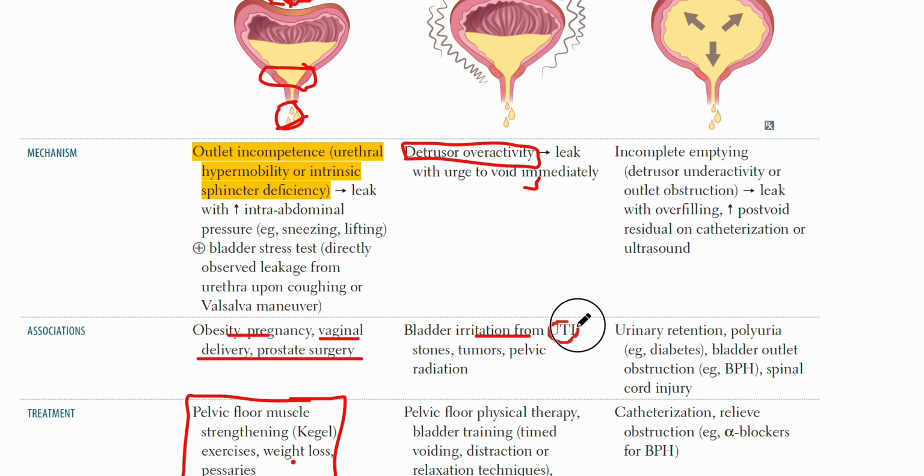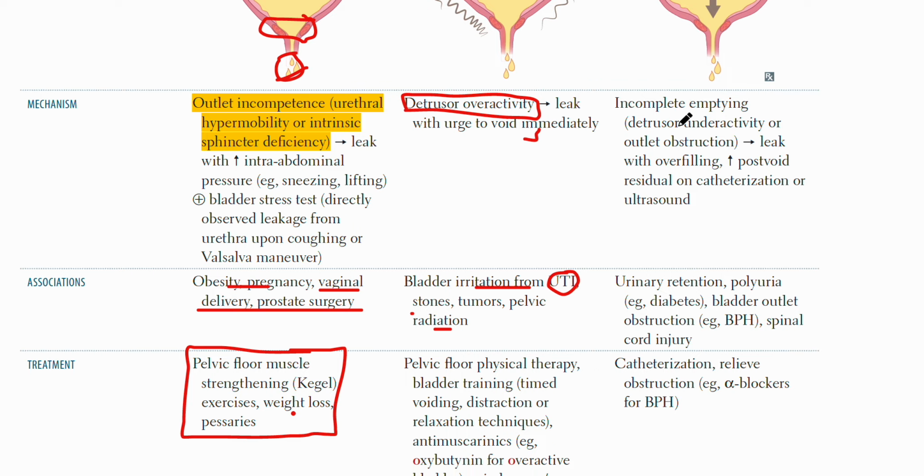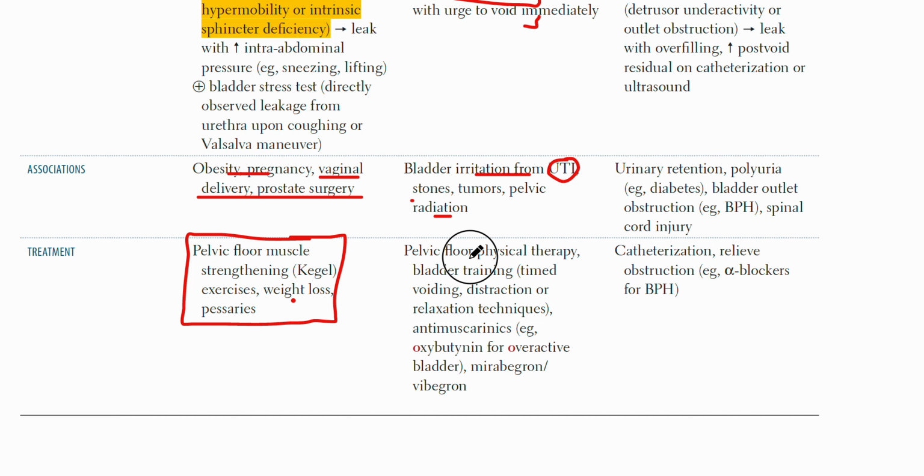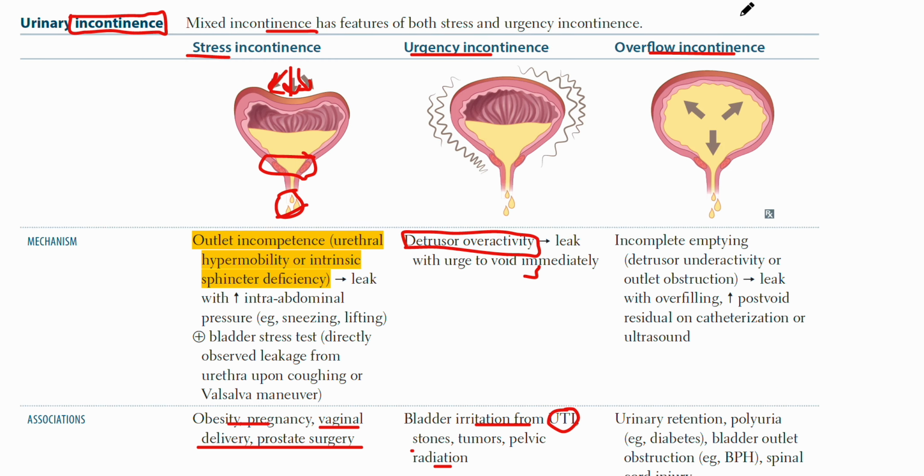UTI has the most common symptom as urgency if it is lower UTI, and stones, tumors, and pelvic radiation can do the same thing. The treatment is pelvic floor physical therapy, bladder training, that is timed voiding, distraction, or relaxation techniques. So we have to remember that. And then antimuscarinics can be used, for example oxybutynin for overactive bladder, and also mirabegron or vibegron we can use. And there is overflow incontinence.